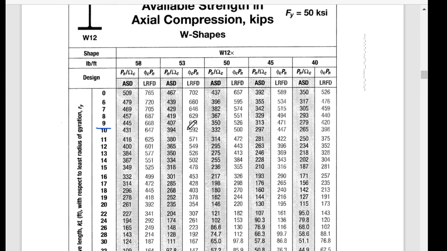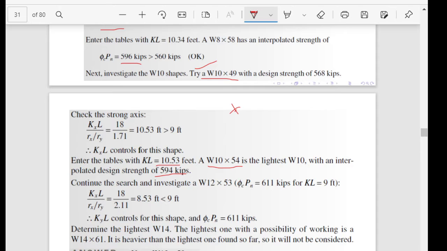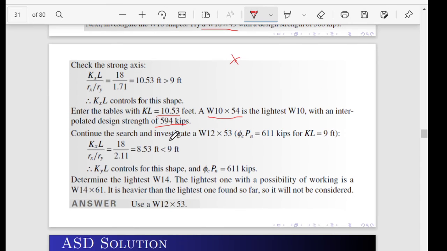We have this one, W12 by 53, or you can use W12 by 58. So, we try this W12 by 53, which is to continue the search and investigate a W12 by 53 with a design strength of 611 kilopounds. Then, the same procedure, we solve for this ratio, the KXL over KYL, using the other table, the table of properties with radius of gyration.